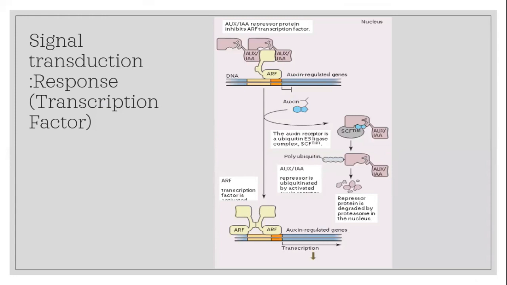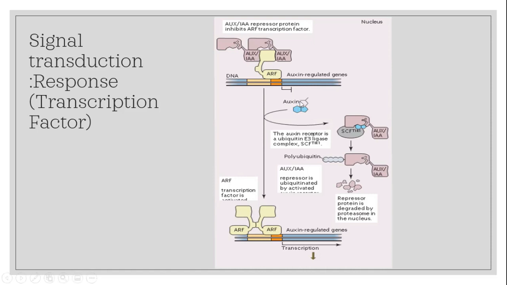This is one more example of signal transduction, in the case of auxin, where the regulation of gene control is done by auxin. You can see here, this is a transcription factor which is controlling the auxin regulated genes. That is, these genes are controlled by auxin. It has a transcription factor which controls the expression of the gene, but to this transcription factor there is an inhibitor attached. This inhibitor will only be removed when auxin comes and binds to it.